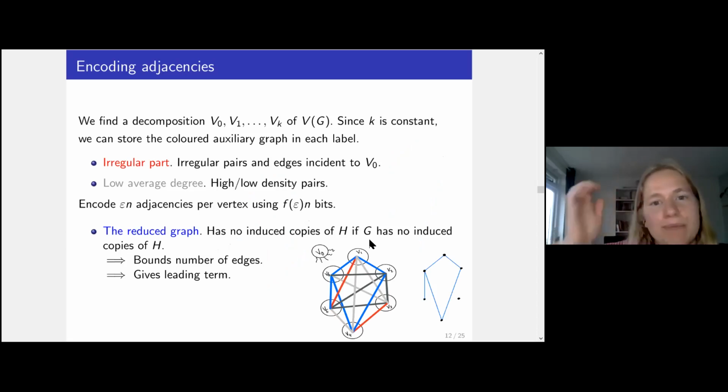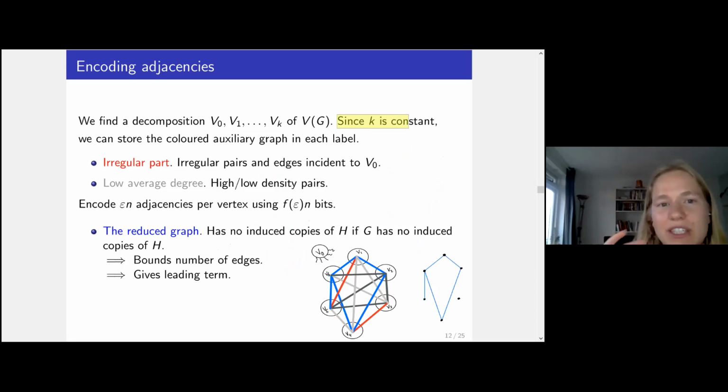One of the really important parts here, as I mentioned before, is that this number of parts is constant. So what does that mean for us? Well, anything that's constant, we can just add to our labels because that just becomes our little o of n term. So in fact, we can make sure that every vertex knows this same underlying picture that I've drawn here, that's available to every vertex in the label.